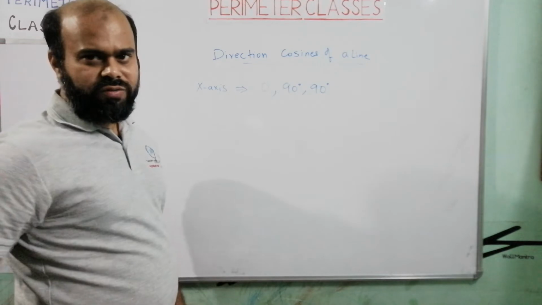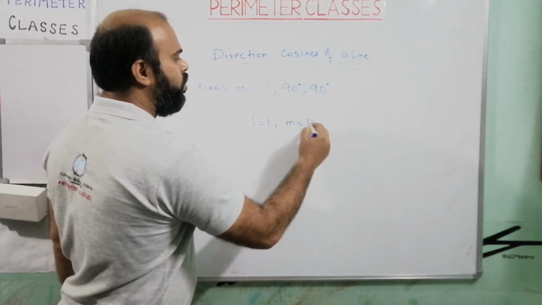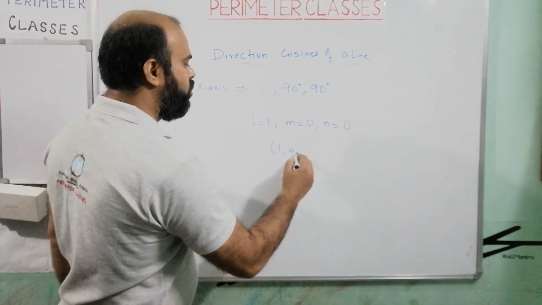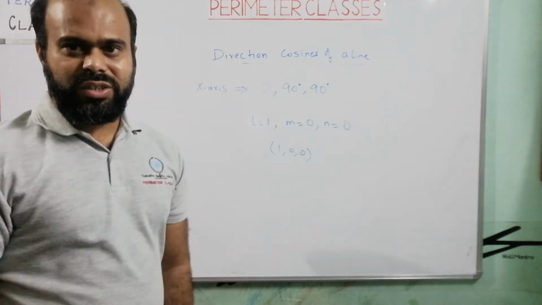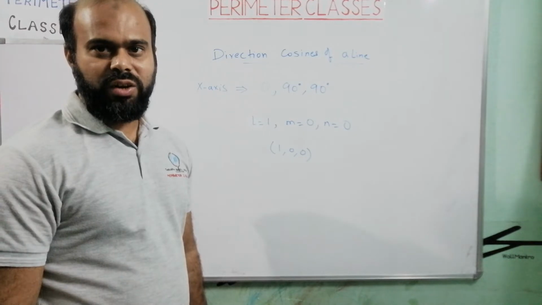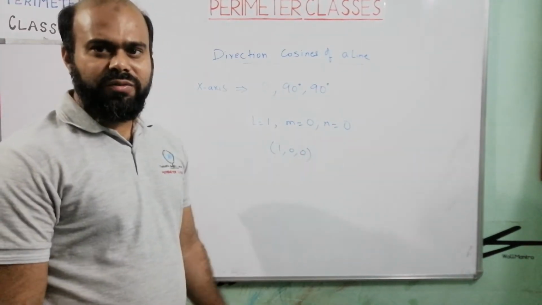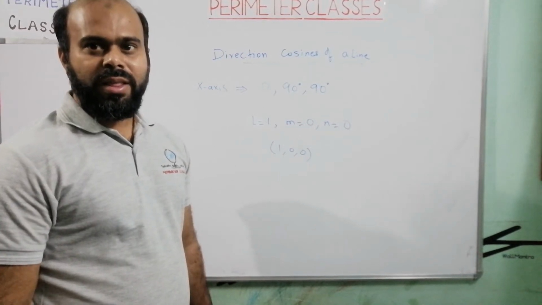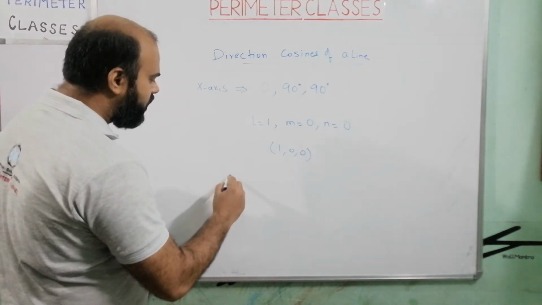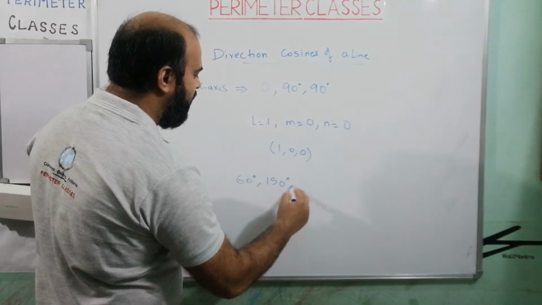If you take the cos of them, you will get L is equal to cos 0, 1, M is equal to cos 90, 0, N is equal to cos 90, 0. So 1, 0, 0, this is the direction cosine of x-axis. Similarly, the direction cosine of y-axis will be 0, 1, 0, and similarly for z-axis 0, 0, 1.